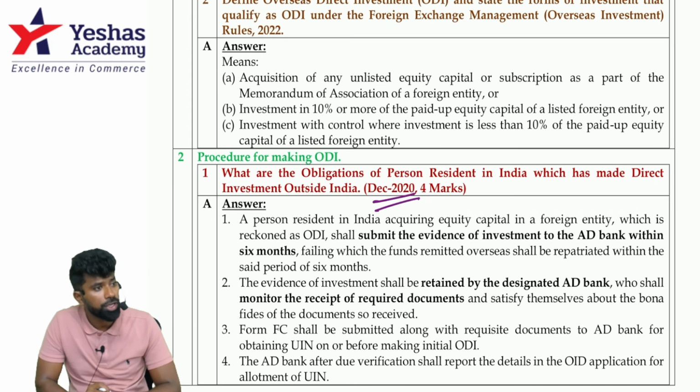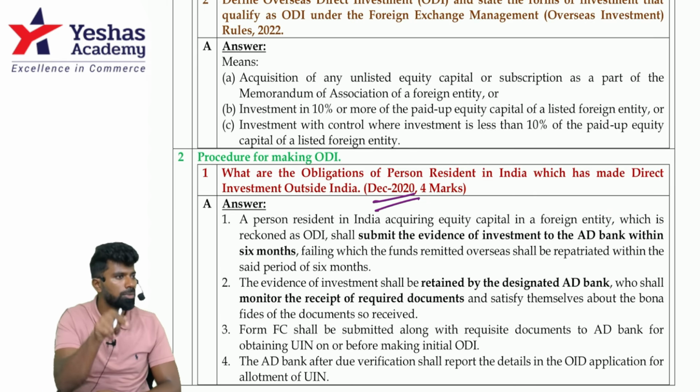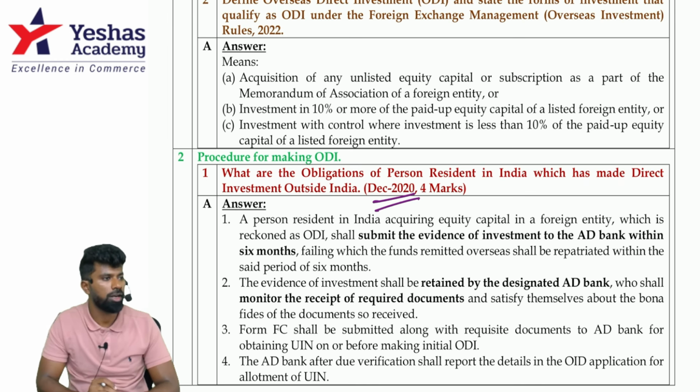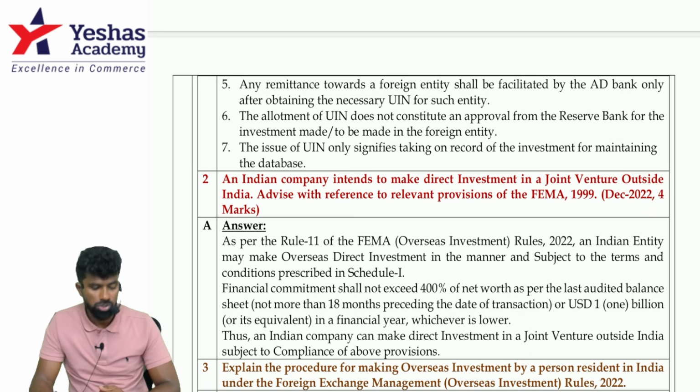Are you supposed to report it to the RBI within how many months? If not, are you supposed to repatriate within how many months? Are you supposed to obtain a UIN number? What is a UIN number? Unique identification number. We discussed all these things, right? There is one more question asked in the 2022 examinations. What is the question? Read.